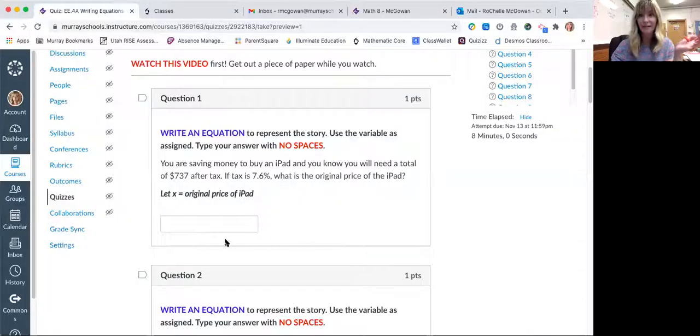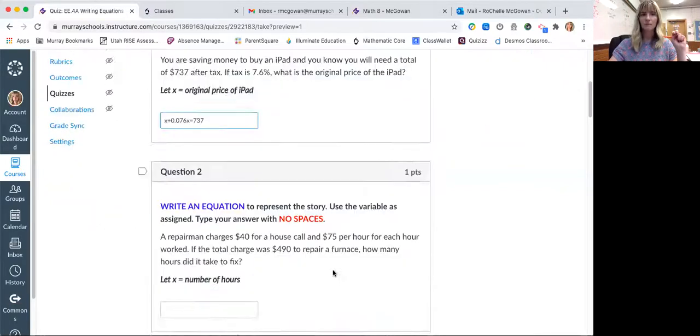Let's go back to Canvas and make sure we know exactly how to type this in. So I look at my paper now and I say, okay, X plus 0.076X equals 737. That's what you're typing in. You're not actually solving this equation. You're just writing the equation. That's what this paper is.